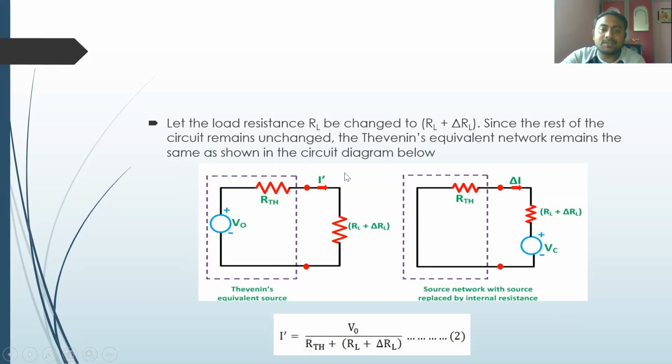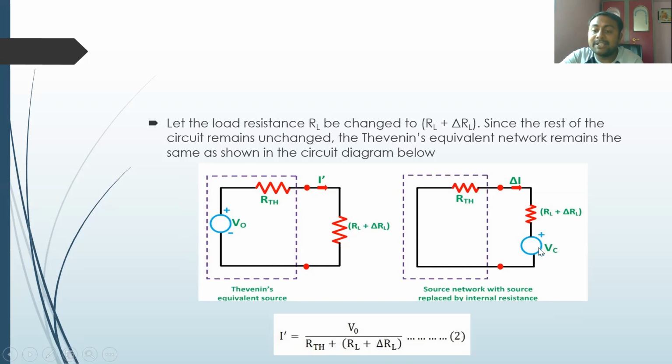The compensation theorem states that this whole network can be replaced like this. In this case we have two resistances, RTH and RL plus delta R, so the same resistances can be placed. The current value I dash can be replaced with delta I. The voltage source V0 can be replaced with VC. The equivalent value of VC is equal to I into delta R.